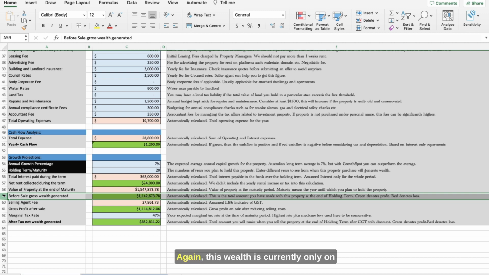Again, this wealth is currently only on paper, and this is not realized profit as we haven't yet sold the property. After you sell and pay taxes, what's left is the pure profit from the deal. In order to realize the profit, we need to account for some additional factors.